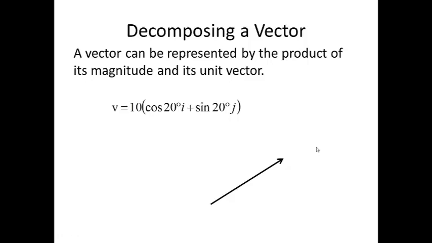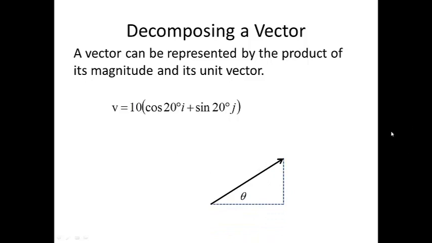Decomposing a vector. A vector can be represented by the product of its magnitude and its unit vector. Okay, so here's a unit vector. This comes from the unit circle, actually. This is the x component here, the horizontal component, the cosine part. And the sine part is the vertical component, or the vertical y component. And 10 is just how long that is. This is the magnitude. So this is a unit of 1, and this is my magnitude. So we're talking about this vector here.